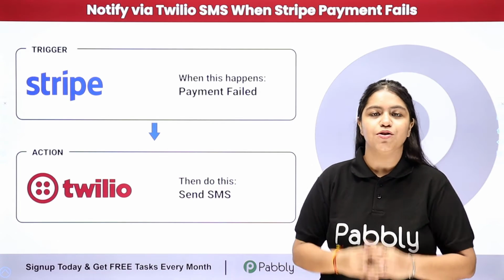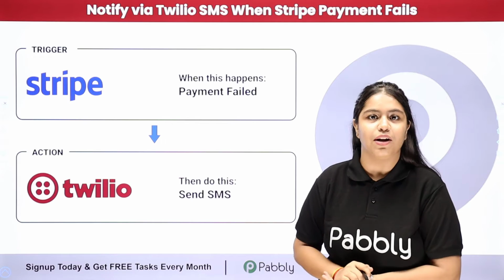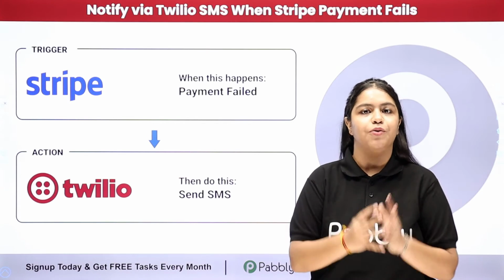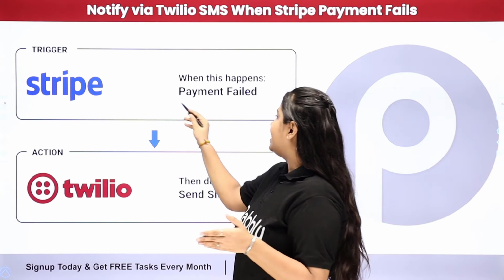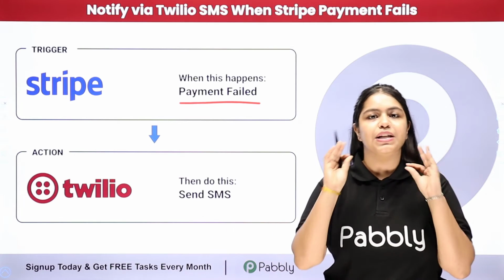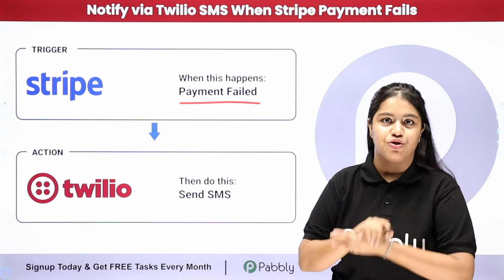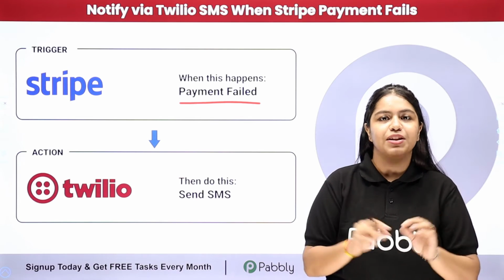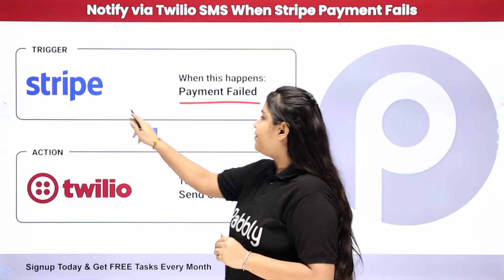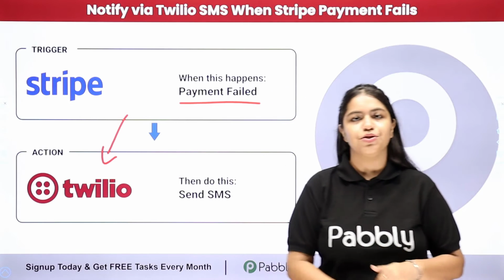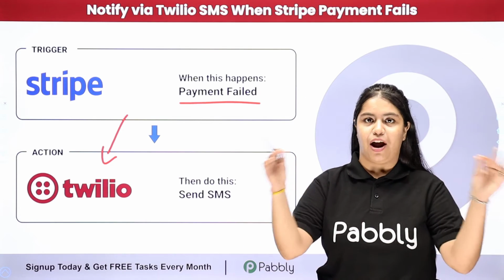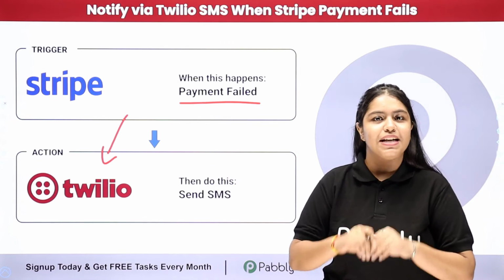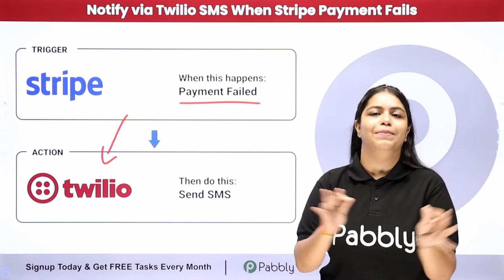So like you, I am also running and selling my products online using Stripe. So now what I want is that as soon as a new payment gets failed in my Stripe, I want to instantly notify my potential customer about the failed payment on SMS. So to do this, we are simply going to create a connection between Stripe and Twilio, and we are going to create a connection without knowing any programming or coding language using an amazing automation software which is Pabbly Connect.